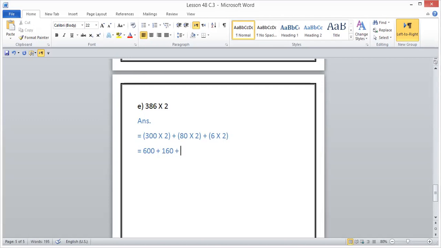So it is 600 plus 160 plus 12. Listen, make it one by one. Add it one by one. First add 600 and 160. This is easy to add. 6 plus 1 is 7, and the 60 will be the same because they are two zeros. So 60 will replace here. You only need to add 6 and 1, so it will be 760.